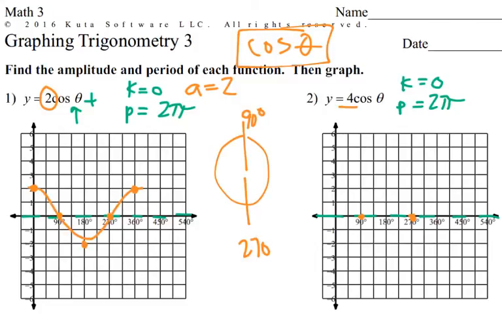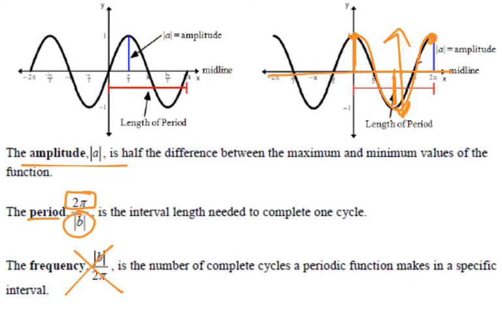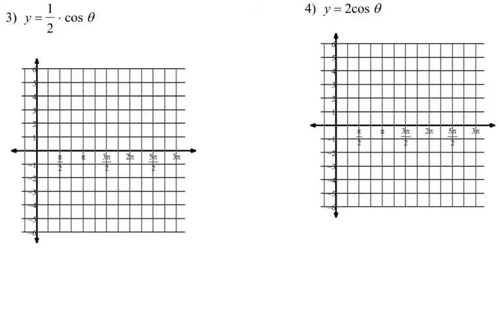Okay, on number 2, my amplitude is 4. So I'm going to start clear up at 4, then go to 90, then go down to 4 at 180, then back to the midline at 270, and then back up at 360. So it looks something like that. Okay? Alright. So, let's take a look at the rest of the problems.